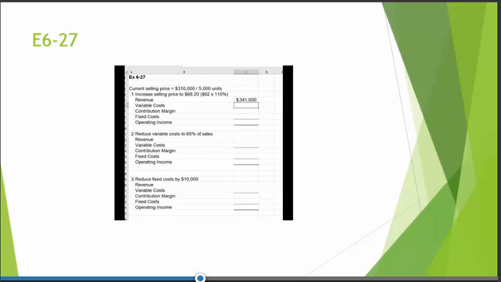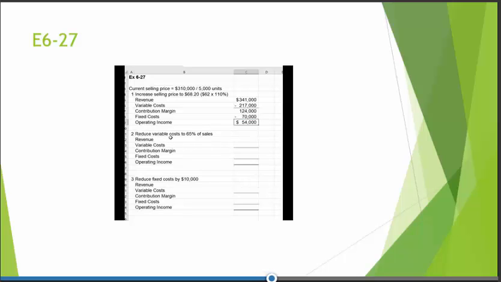Our variable costs would stay the same, 217,000, which gives us a new contribution margin of 124,000. We still have the same fixed costs of 70, giving us an updated operating income of 54,000. So we're assuming we'd still sell 5,000 units. We've increased the price by 10%, which gives us operating income of 54,000.